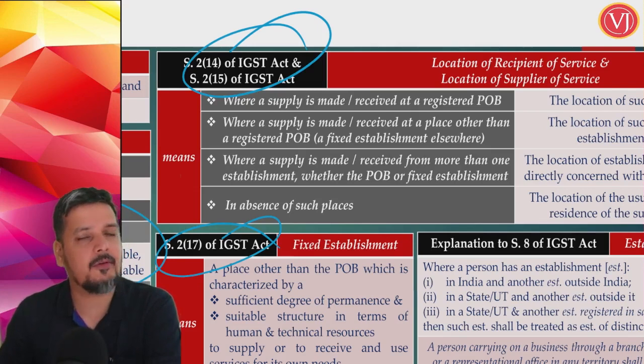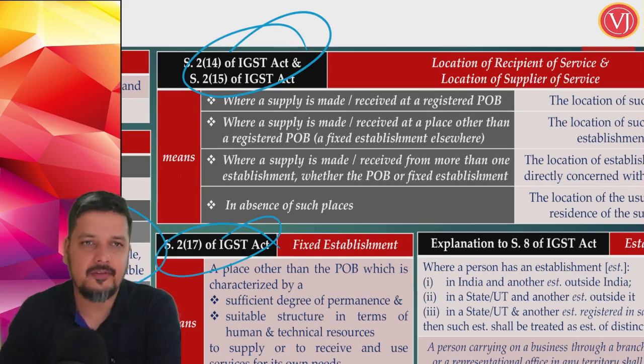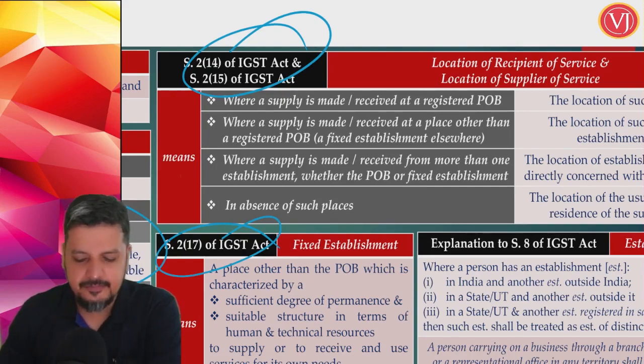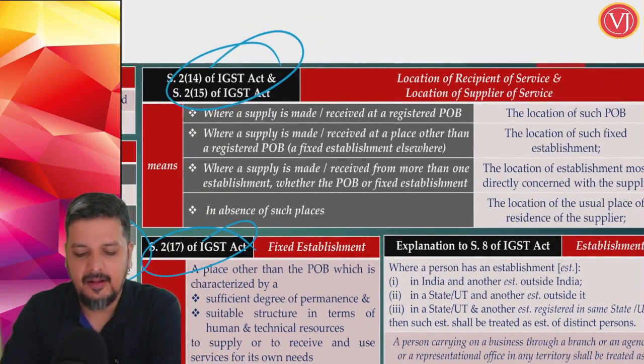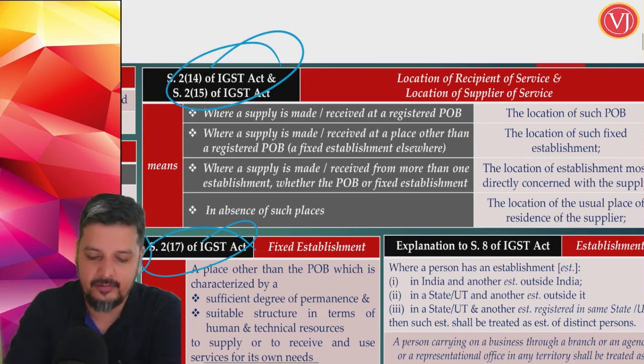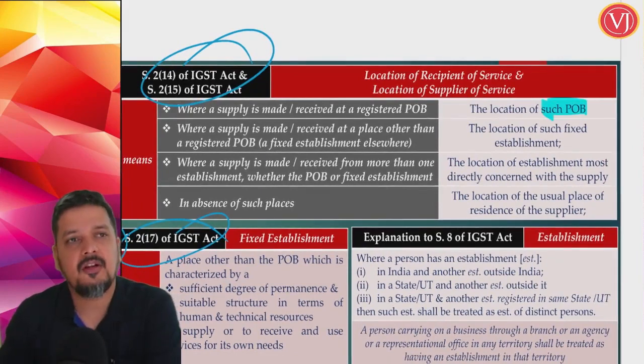You replace the term, you change the word as received. For supplier, it is supply. For recipient, it is receipt. Same definition, same understanding. Where a supply is made or received at a registered place of business, that is your head office. That is your head office. It is location of such registered place of business.